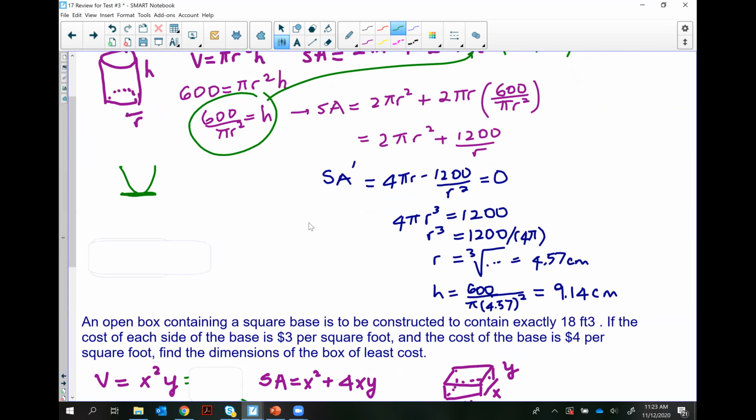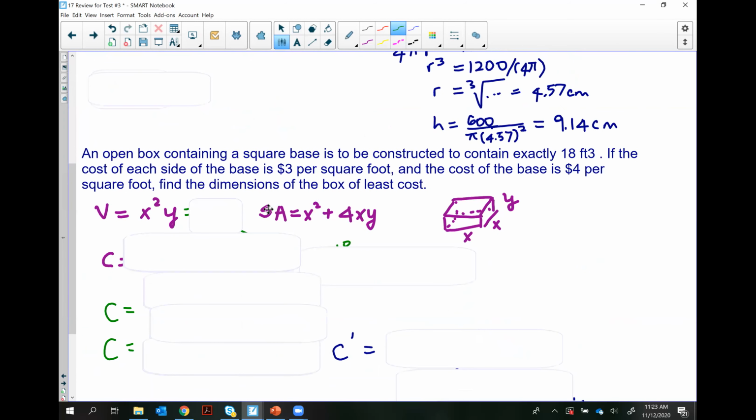All right, one more optimization question. So this time we have an open box with a square base. It's supposed to have 18 cubic feet of material, so the volume will be 18. We're further given that the cost of each side of the base, so the side panels, is $3 per square foot, and the cost of the base is $4 per square foot. What are the dimensions for the box of the least cost? We want to minimize the cost function.